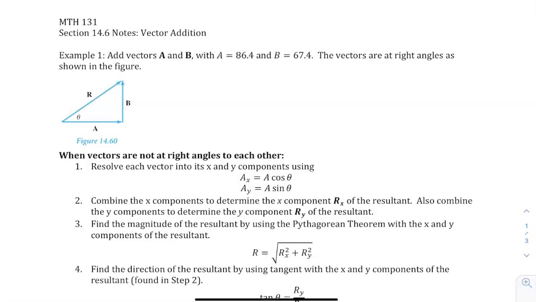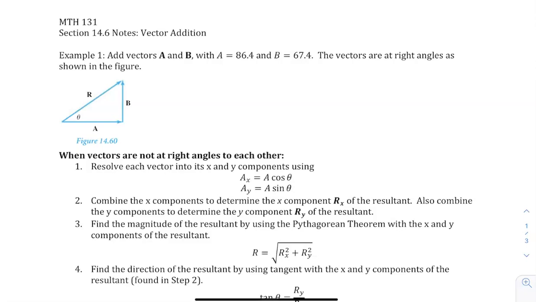In section 14.4, we learned what a vector was. And in 14.5, we learned how to resolve a vector into its x and y components. Now we need to come together and learn how to actually add our vectors in a mathematical way.